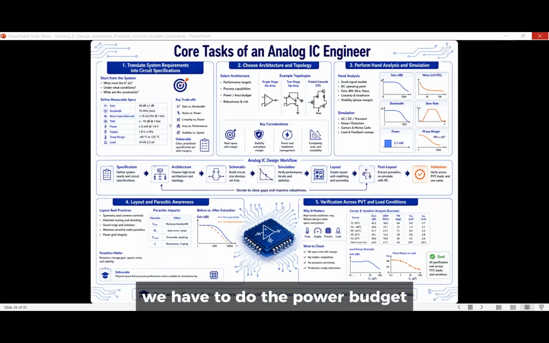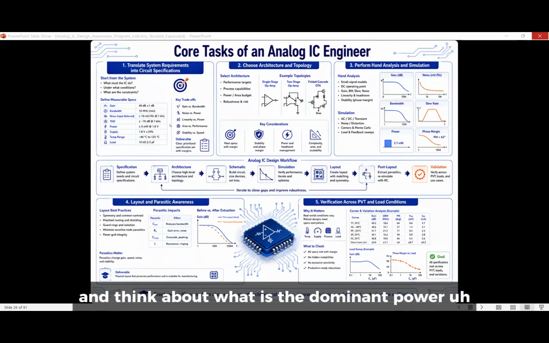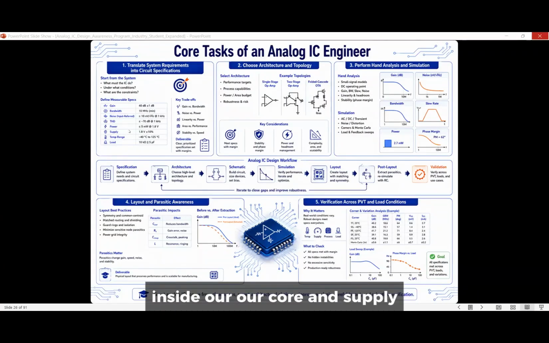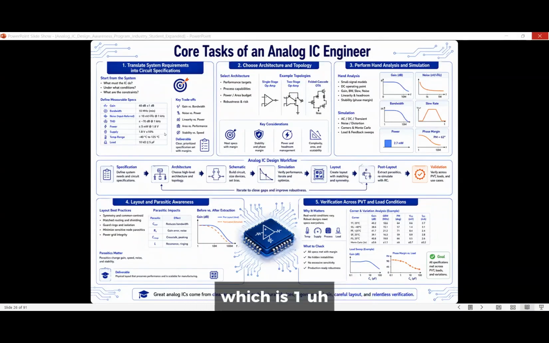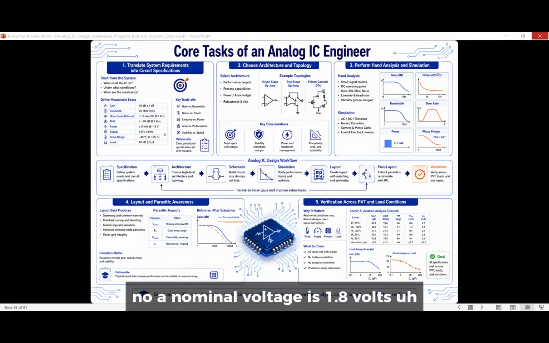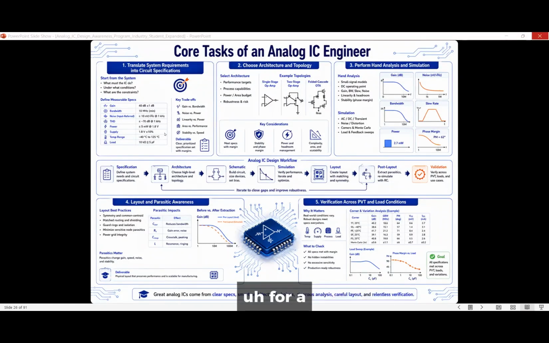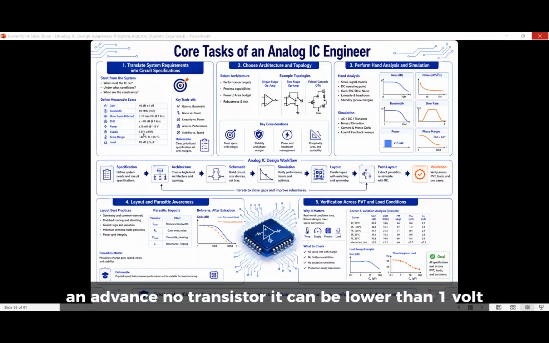Yes, we have to do the power budget and think about what is the dominant power inside our core. And the supply is actually predefined by the customer, which is normally a nominal voltage of 1.8 volts. Sometimes it's 2.5 volts. For advanced node transistors, it can be lower than 1 volt.